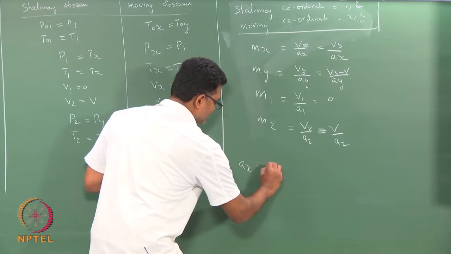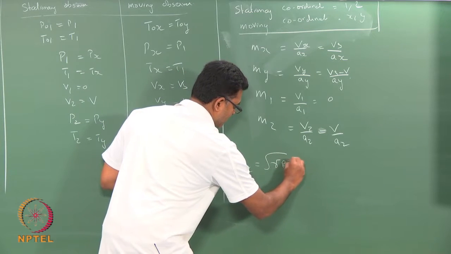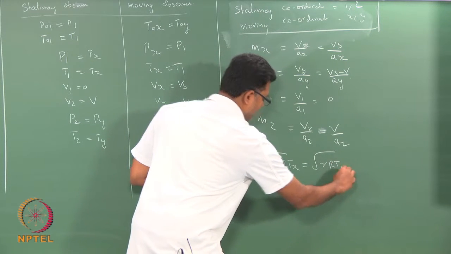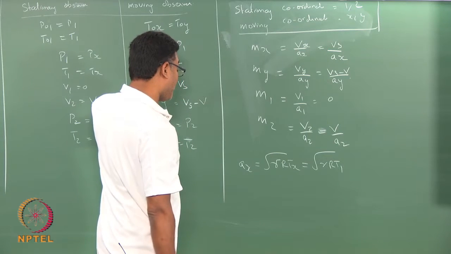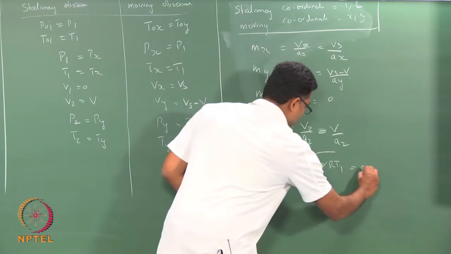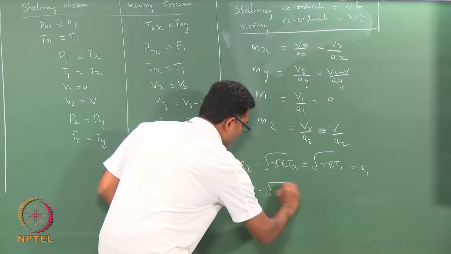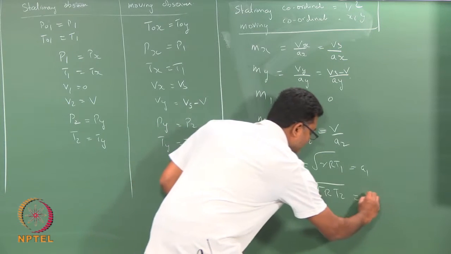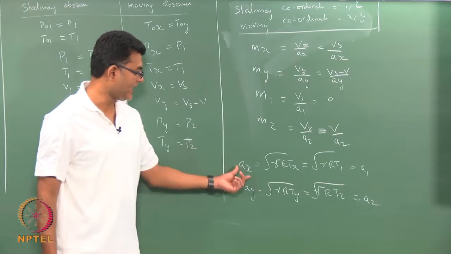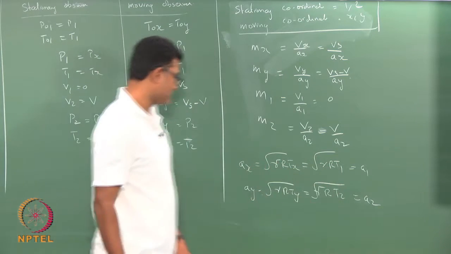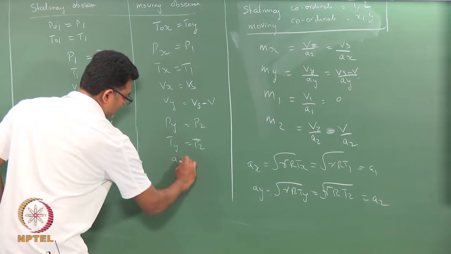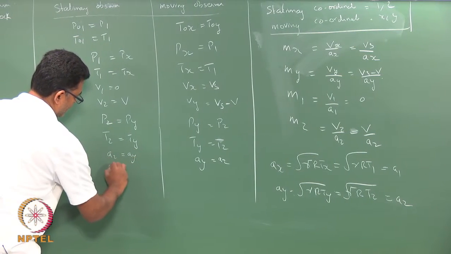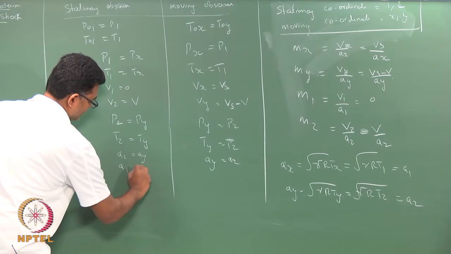So, my Ax is root gamma R Tx, which is same as root gamma R T1, which is same as my A1. Ay is root gamma R Ty, which is same as root gamma R T2, which is my A2. Okay, so my Ax is same as my A1, Ay is same as my A2 because of this quantity. So, Ay is same as A2, A2 is same as my Ay, and A1 is same as my Ax.